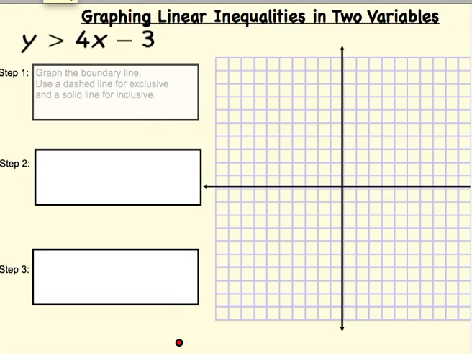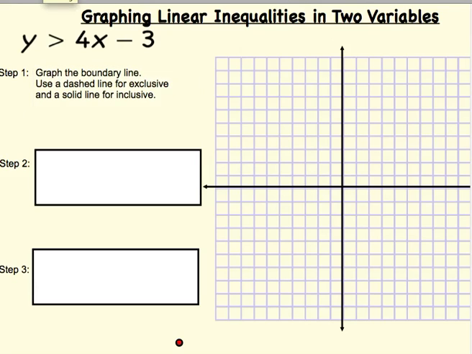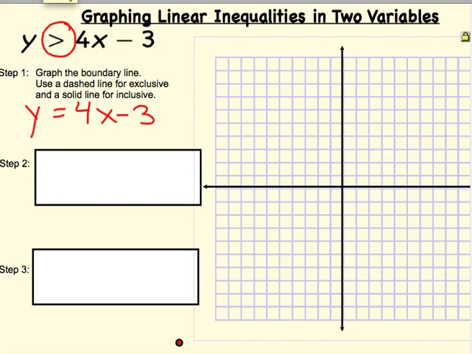So step 1. Graph the boundary line. So the boundary line is going to be a line. So this is going to be an equation. So I'm going to graph the line y equals 4x minus 3. So I'm going to replace the inequality with an equal sign. Now we should remember this. This is a y-intercept of negative 3. We've been doing this for a while, pretty much all year long. And the slope is 4, so as a fraction that is 4 over 1, so I'm going to count up 1, 2, 3, 4, and I'm going to go right 1.